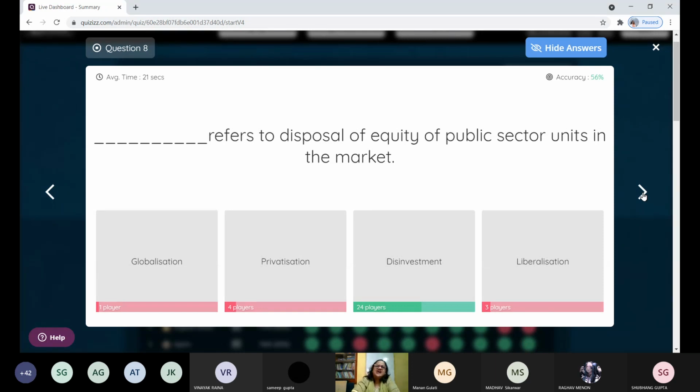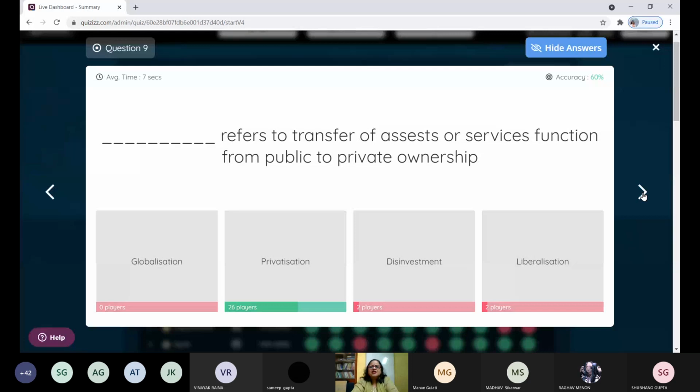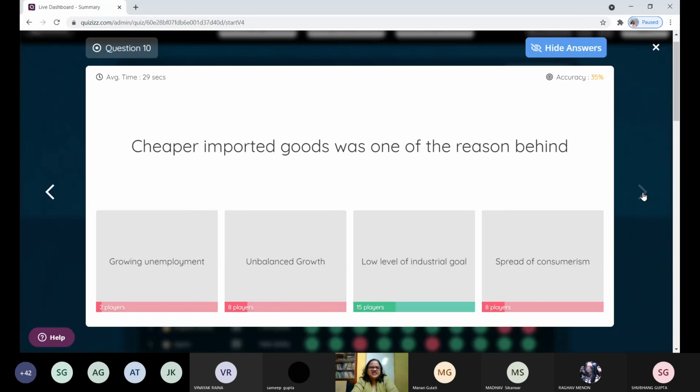This is our very next class. Children, come prepared, but I'm very happy that you answered. Disinvestment was the answer. Privatization was also for the next class. I'm very happy you people have attempted it. Many of you have done correctly.